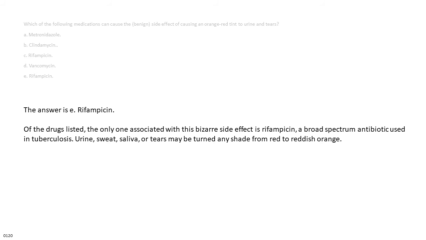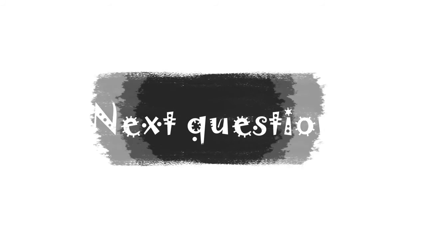The answer is C. Rifampicin. Of the drugs listed, the only one associated with this bizarre side effect is rifampicin, a broad-spectrum antibiotic used in tuberculosis. Urine, sweat, saliva, or tears may be turned any shade from red to reddish-orange.